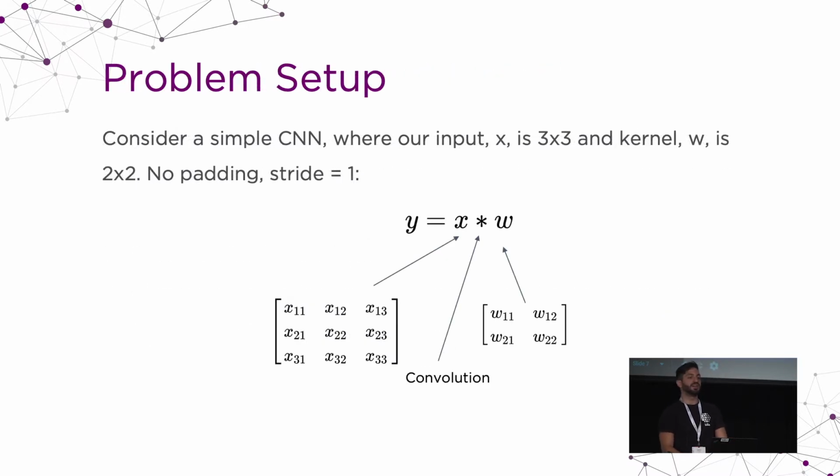So let's start by setting up our problem. We're going to consider a very simple case. We have a CNN. Our input x is a 3 by 3 matrix, which we have over here, and the indices denote the different elements in the matrix. So x11 is a floating point number. Our kernel, w, is a 2 by 2, so again we have the different indices representing our kernel. We're using no padding. We're using a stride of 1. And again, just a little reminder, this is the convolution operation.